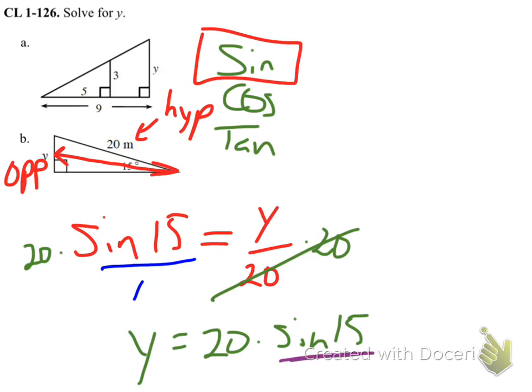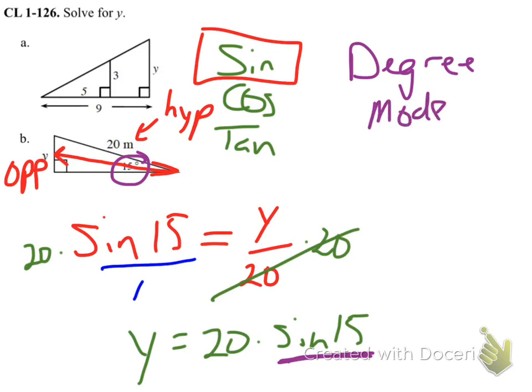Anytime you are working with sine, cosine, tangent right now, we're working in degrees because it's 15 degrees. You need to make sure you are in degree mode. If you're in radian mode, your answer is going to be off. So I'm going to take my calculator and type 20 times sine of 15, and that's going to give me approximately 5.176. And there you go.